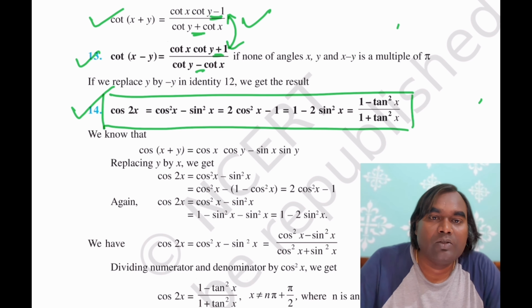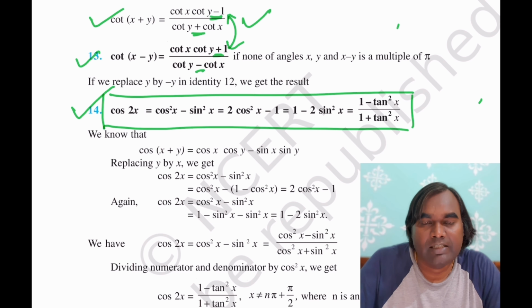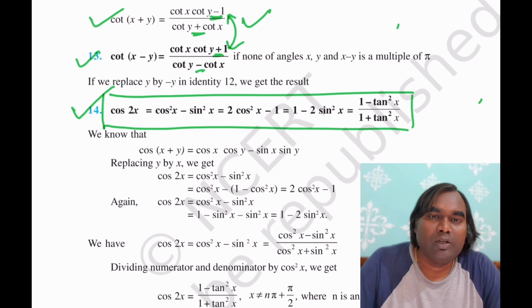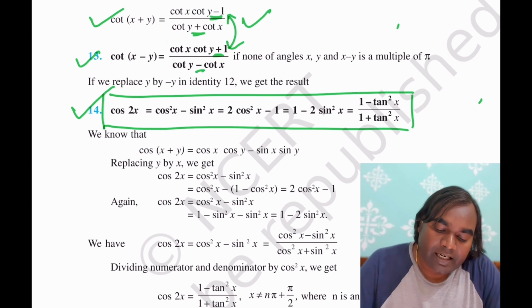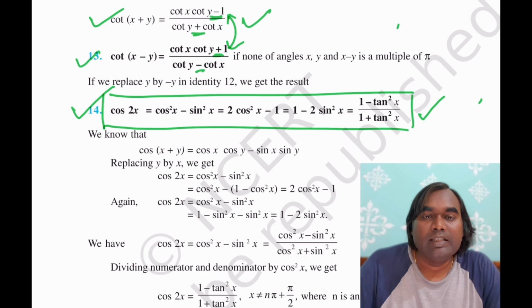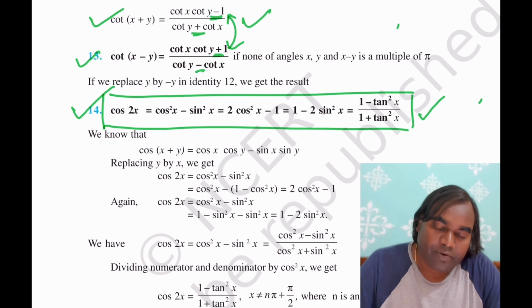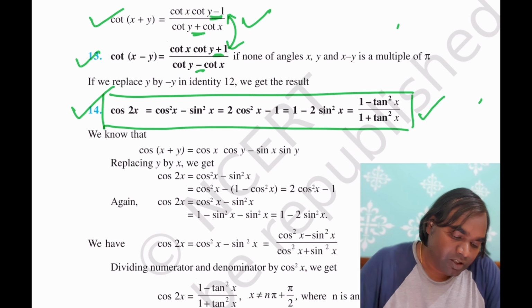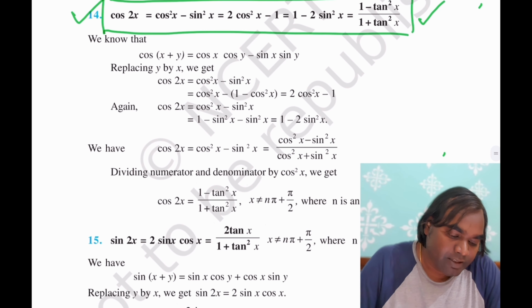cos 2x is equal to cos square x minus sin square x, that is equal to 2 cos square x minus 1, that is equal to 1 minus 2 sin square x, and can also be written in terms of tan x, that is (1 minus tan square x) divided by (1 plus tan square x). We can prove this also. So let us solve this.